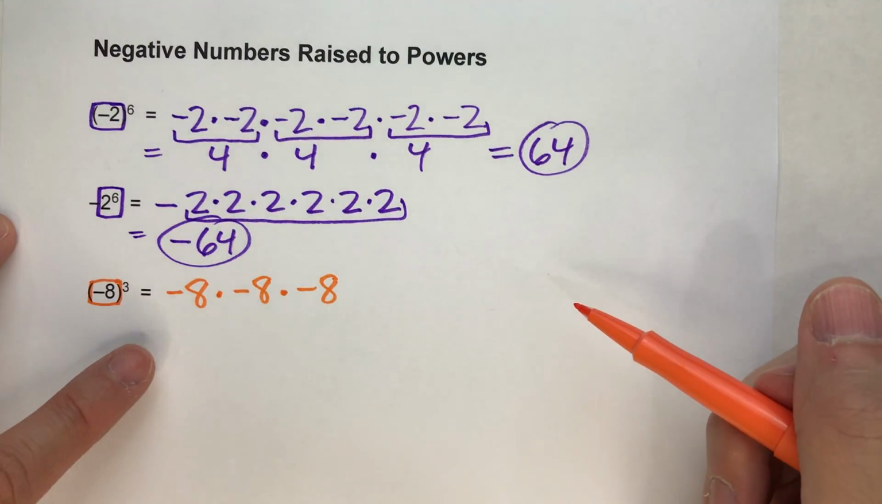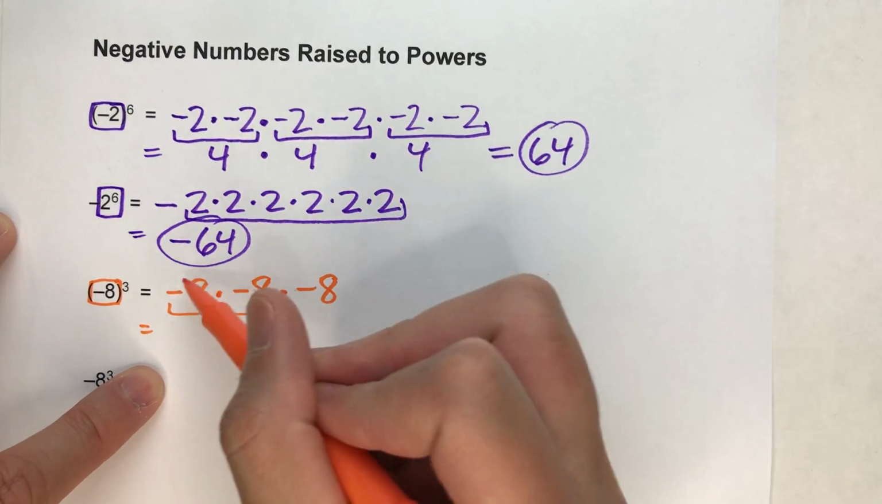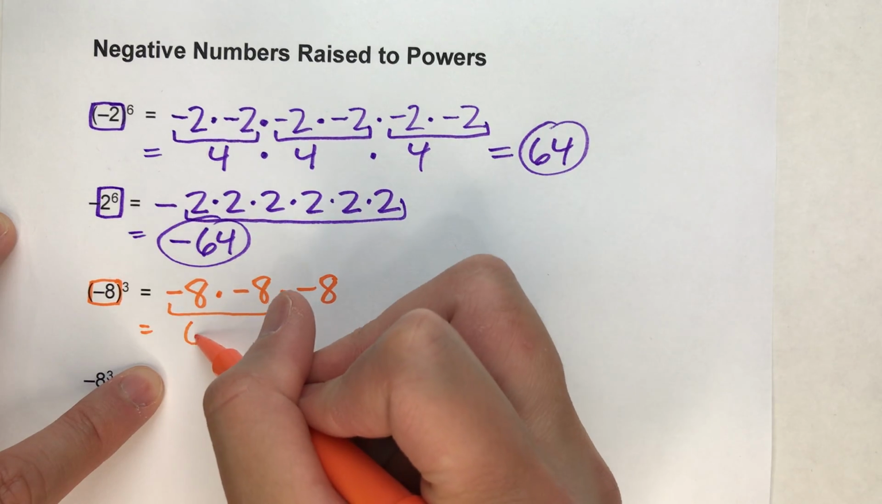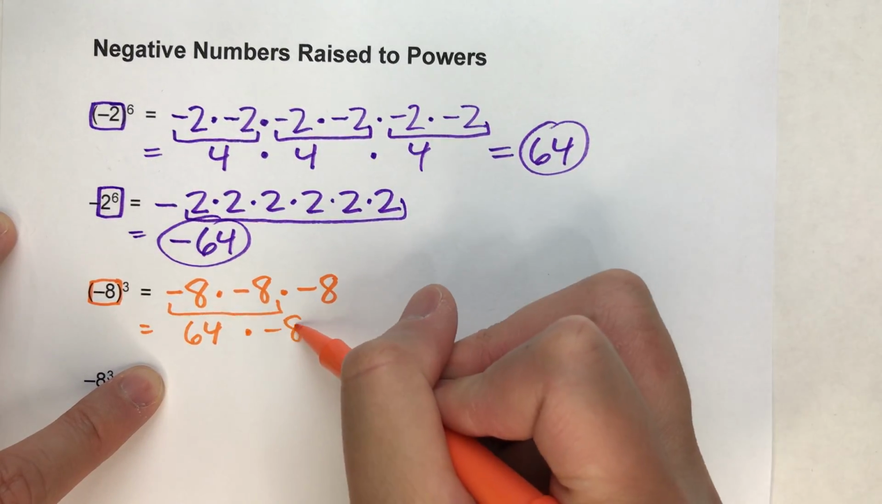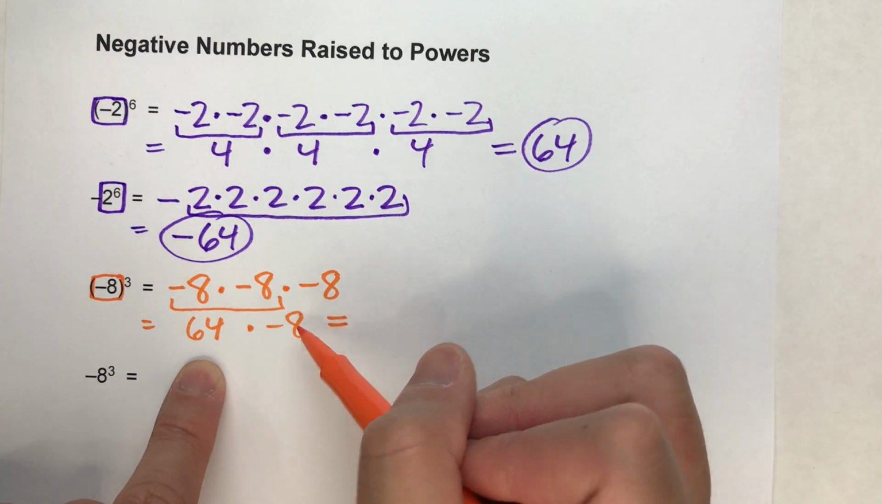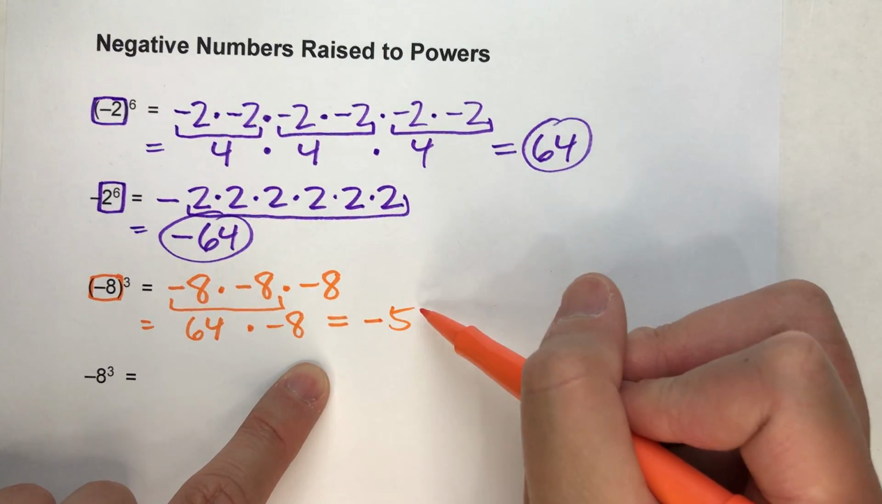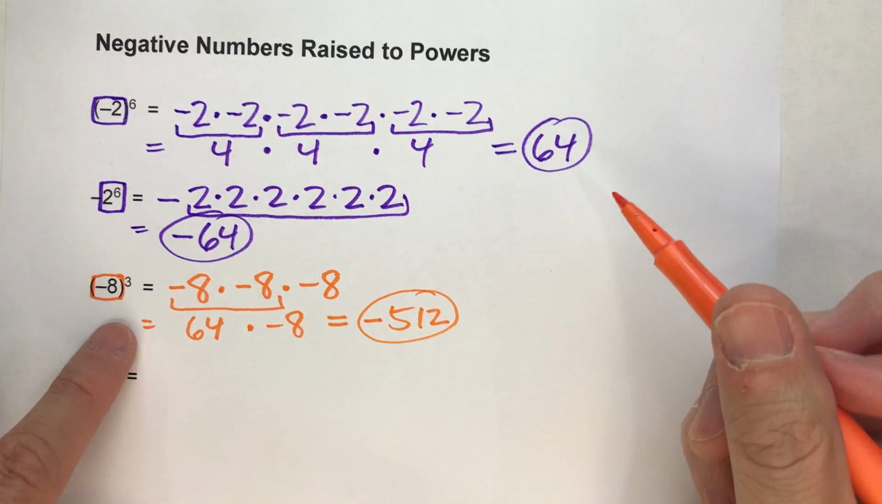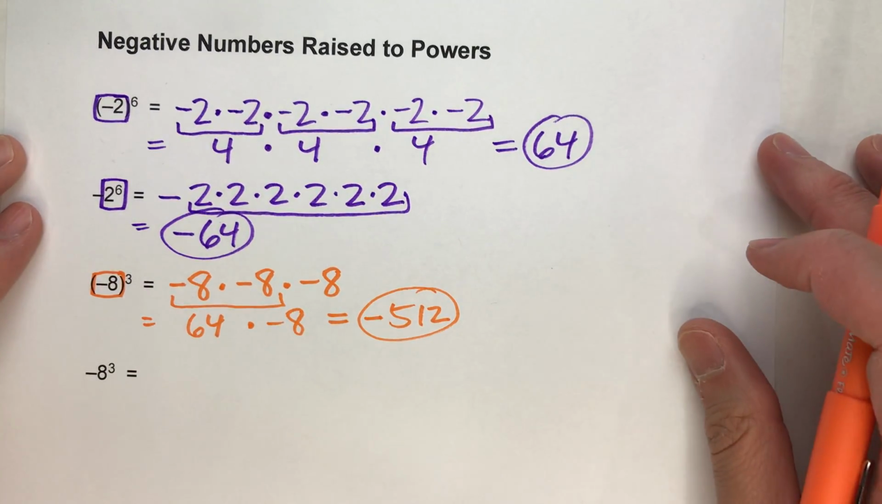There we go. All right, now, numbers are getting a little bit bigger, but I know negative 8 times negative 8 is positive 64. And I've still got to multiply that by one more negative 8. And luckily, I happen to know that 64 times 8 is 512. So 64 times negative 8 is negative 512. So there you go. (-8) to the 3rd power is negative 512.